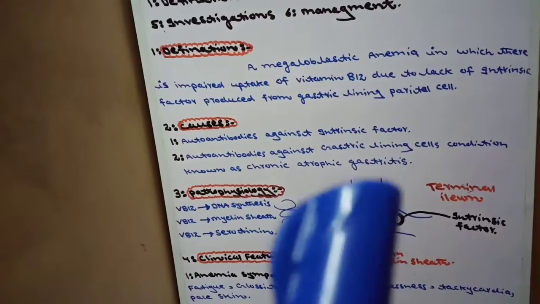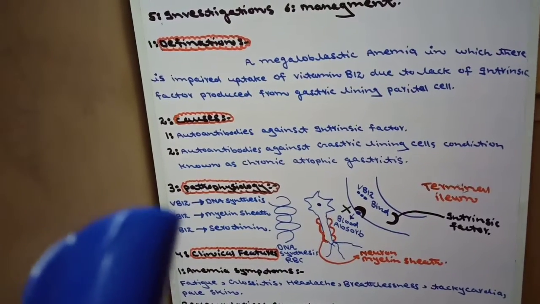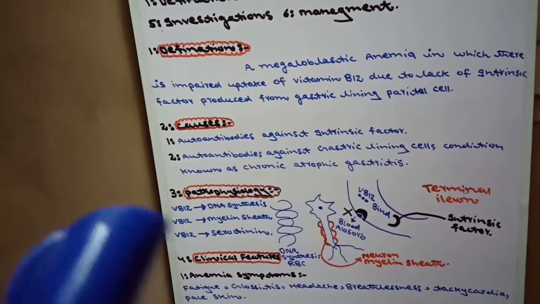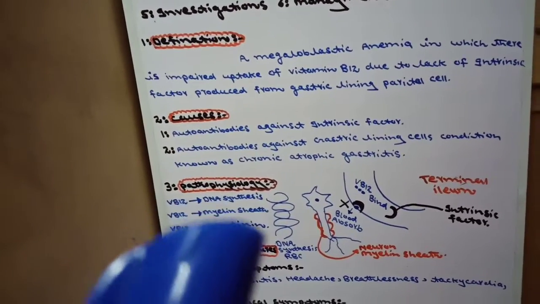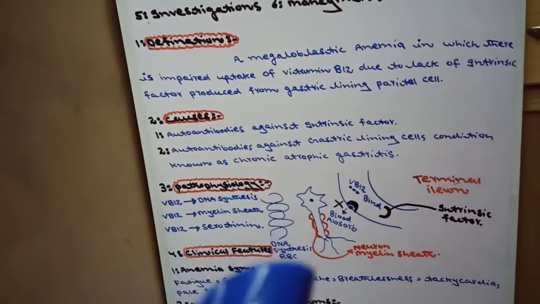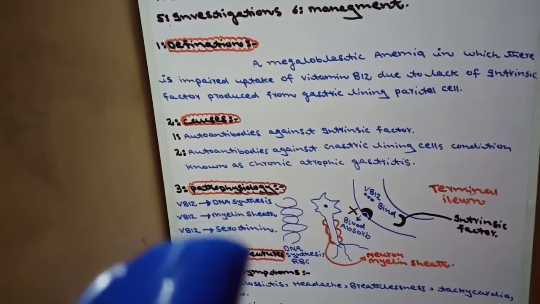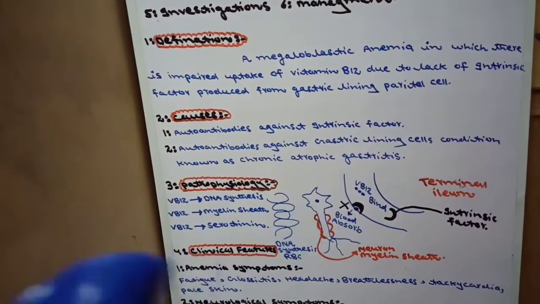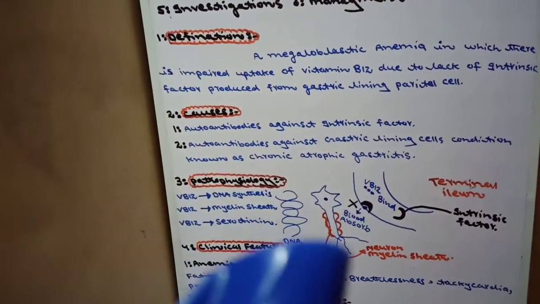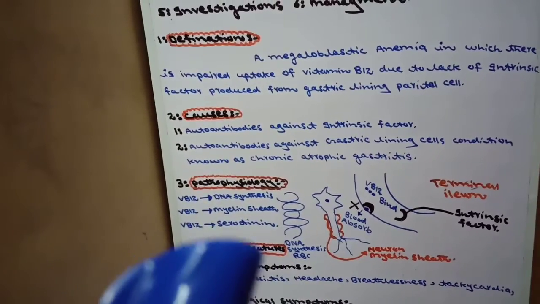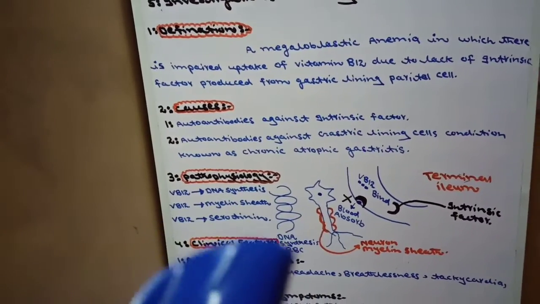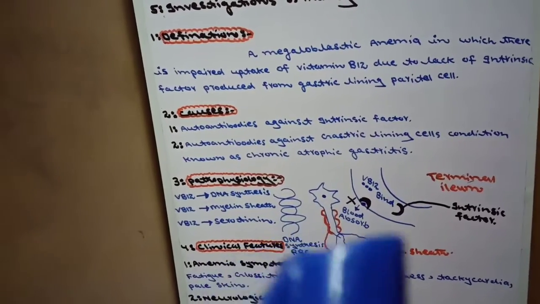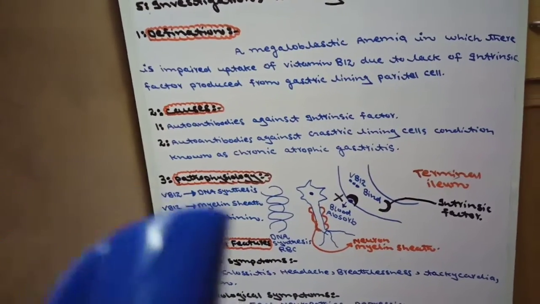Now, when vitamin B12 is not absorbed, vitamin B12 is responsible for DNA synthesis of RBC, vitamin B12 is responsible for myelin sheath formation of neurons, and vitamin B12 is responsible for production of serotonin. If vitamin B12 is not absorbed from GIT, there will be vitamin B12 deficiency.